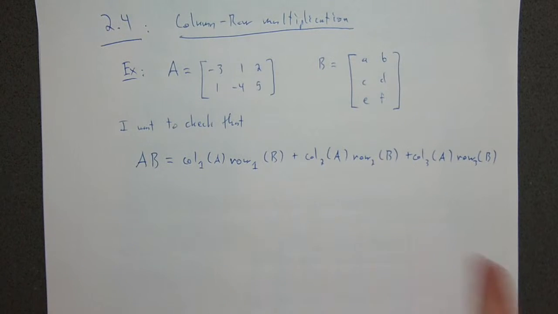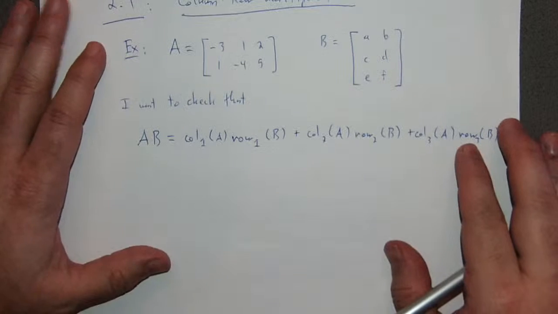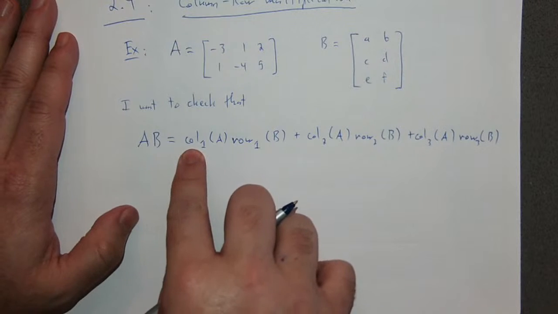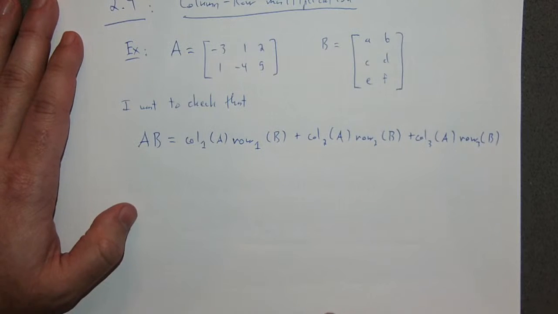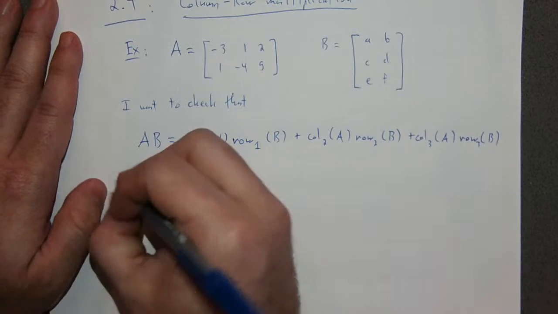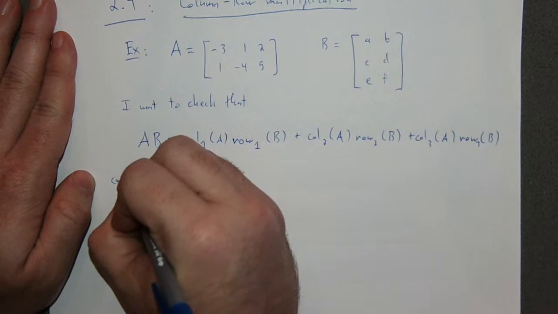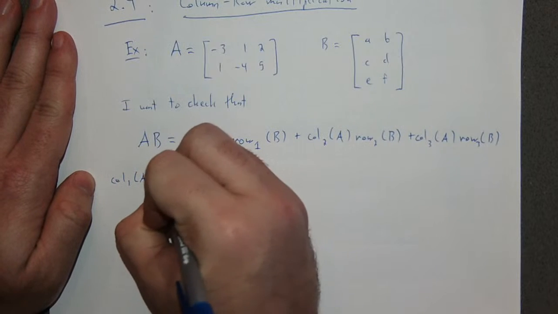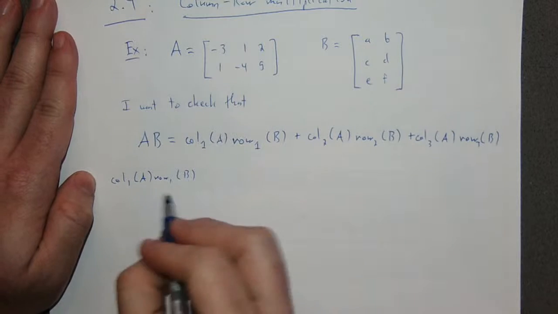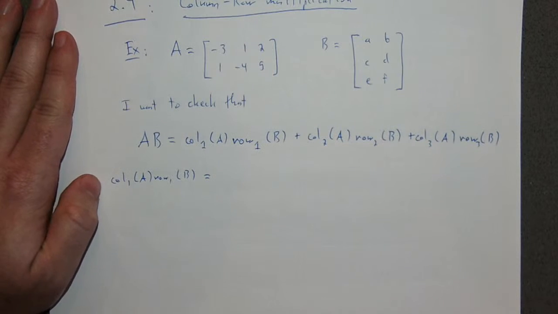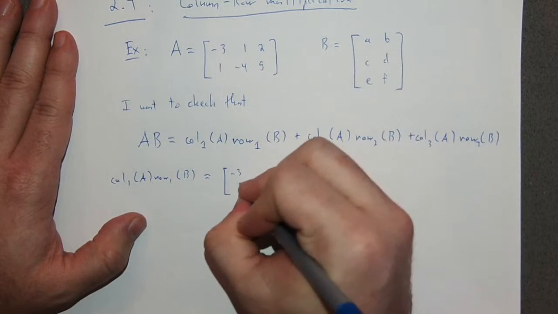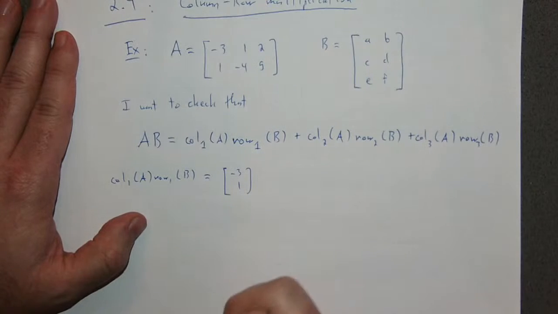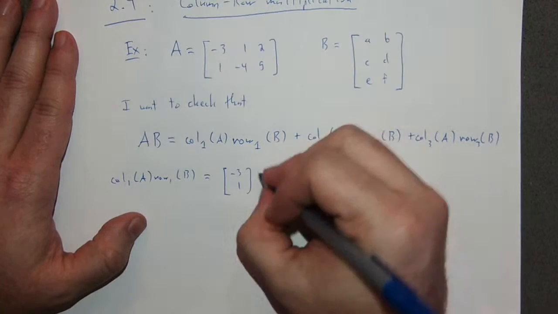But what do I mean by this? Well, that's what I'm going to show you now. What do I mean by column 1 of A times row 1 of B? I write that as follows: the first column of A is -3, 1, and the first row of B is a, b.